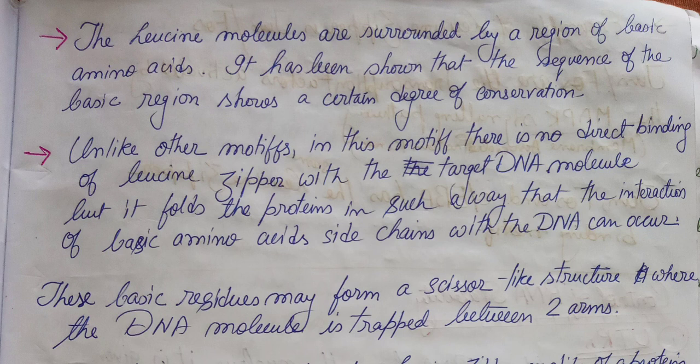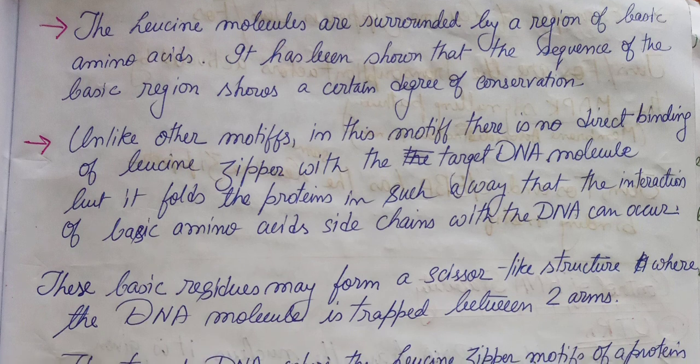So what does the leucine zipper do? The leucine zipper folds the protein in such a way that the basic amino acids which surround the leucine zipper can interact with the side chain of the DNA. Because basic amino acids are positively charged, they can easily interact with the negative charge of the DNA molecule, right?